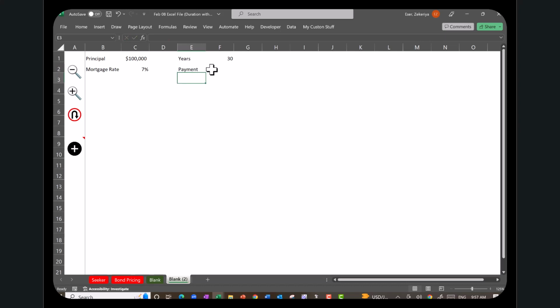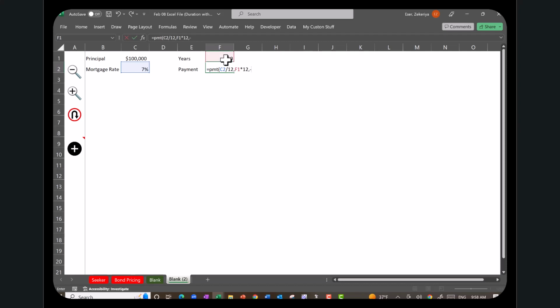Payment. I'm just going to go ahead and calculate it. There is actually an Excel function called PMT. The first argument is the rate. It's interest rate divided by 12 since we're doing monthly. Second argument is number of payments, years times 12. Third argument is the payments.